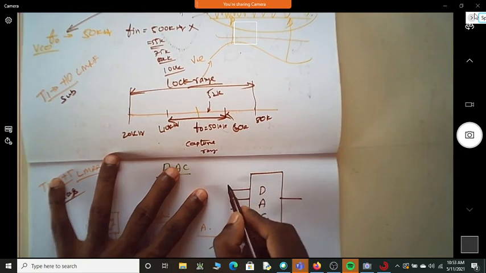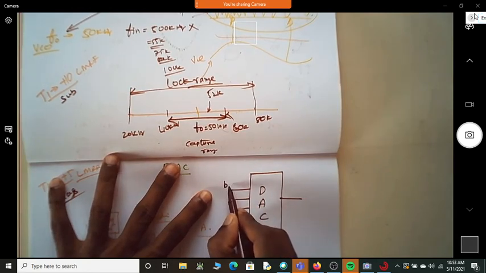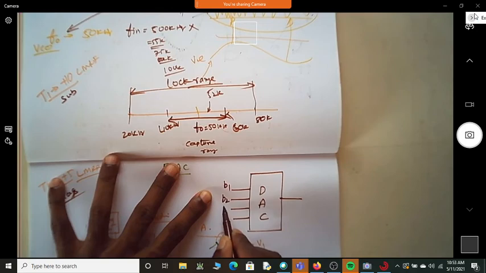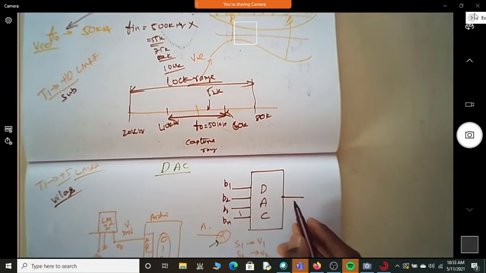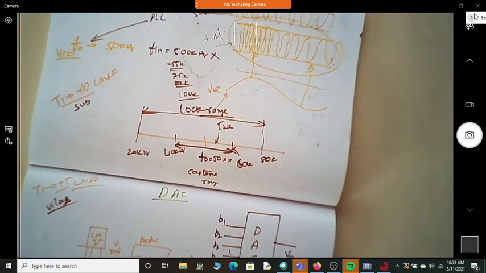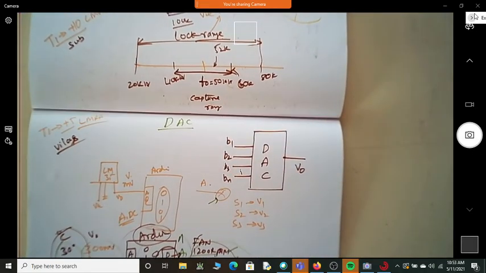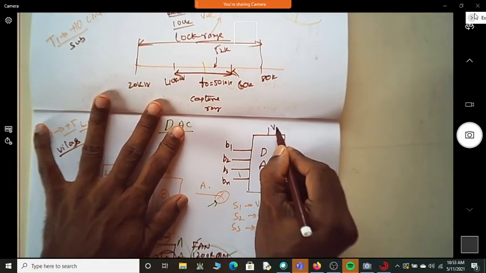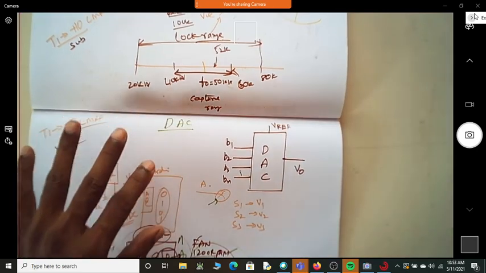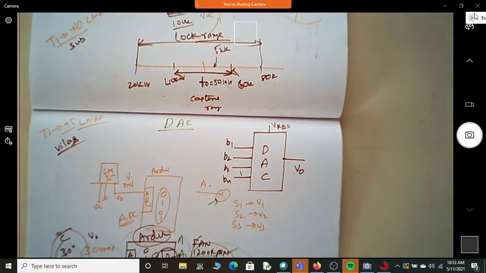Correct? So, if I say this is for B1, B2, B3, up to Bn, these are the binary inputs. When I say digital, it is in binary nature. So you have binary inputs and an output V0. Since it has to operate with some voltage, we will have a reference voltage. So a DAC basically consists of n digital inputs and a single analog output.